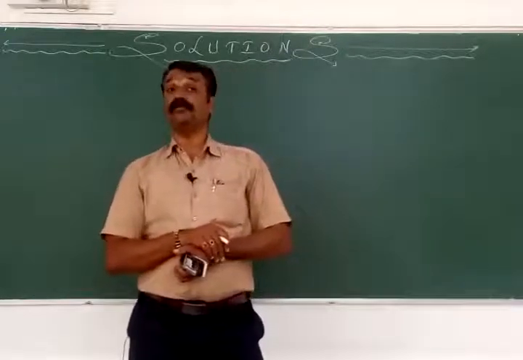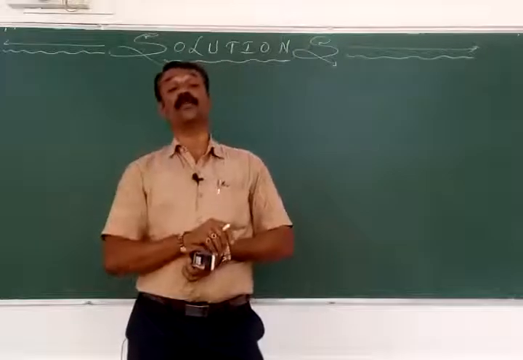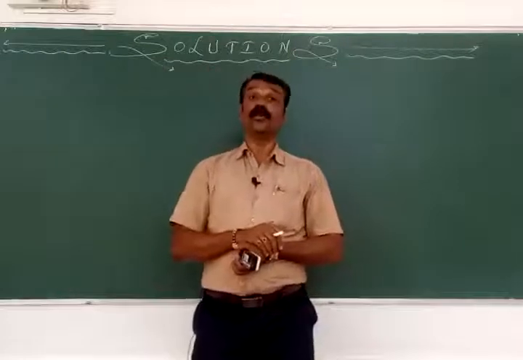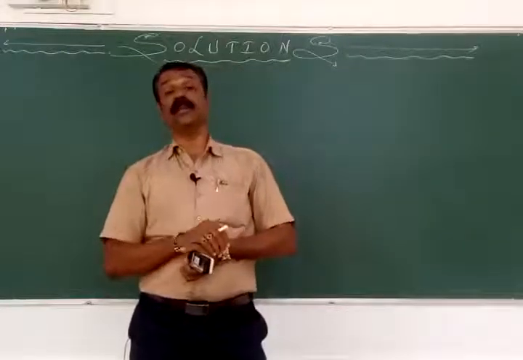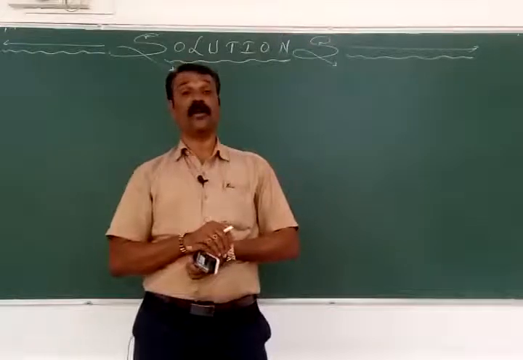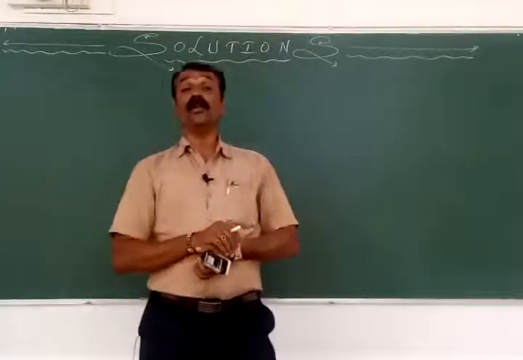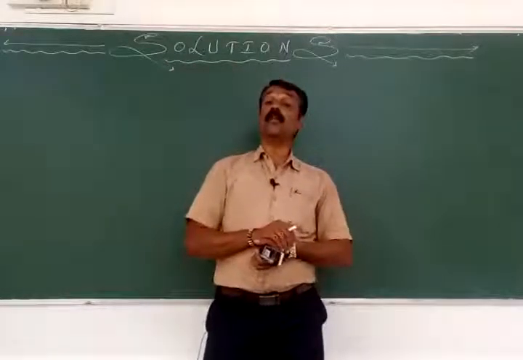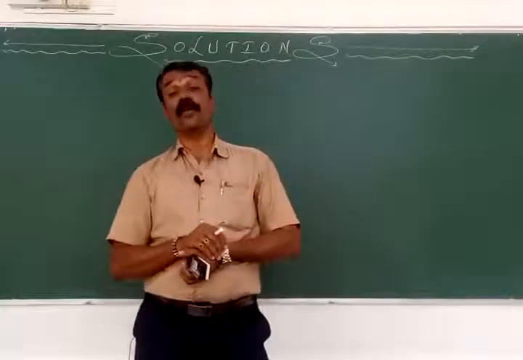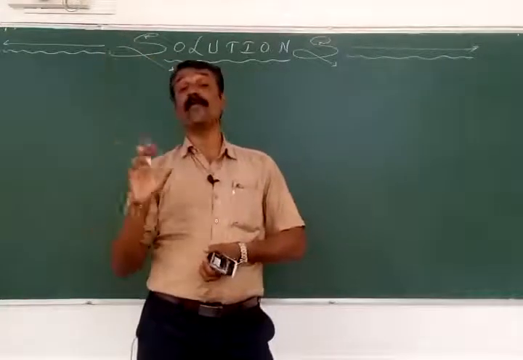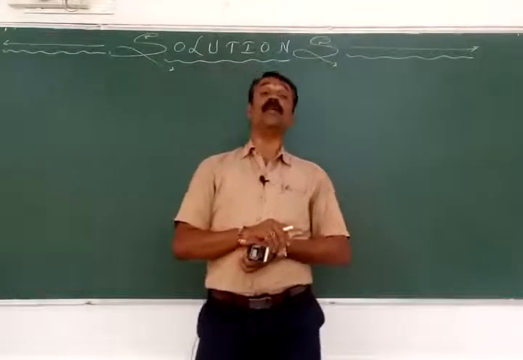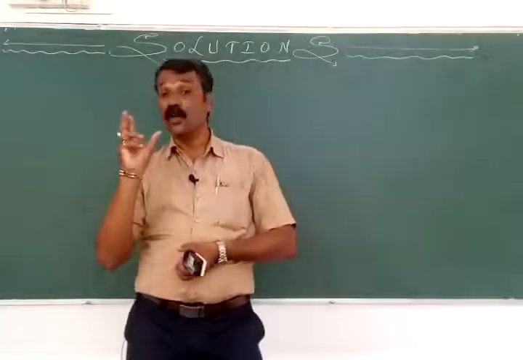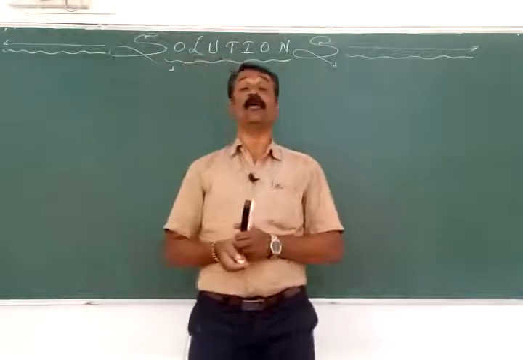The more non-volatile solute is added to the pure solvent, the more the vapor pressure is lowered. We have discussed this in the form of a law called Raoult's law of RLVP. What is RLVP? Relative lowering of vapor pressure, the ratio of lowering of vapor pressure to the vapor pressure of the pure solvent. RLVP equals delta P divided by P naught.